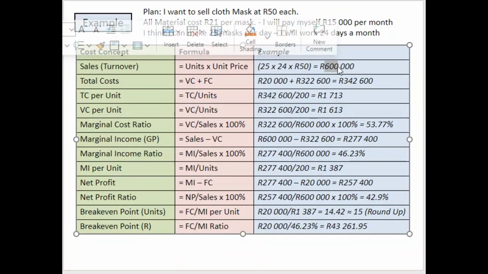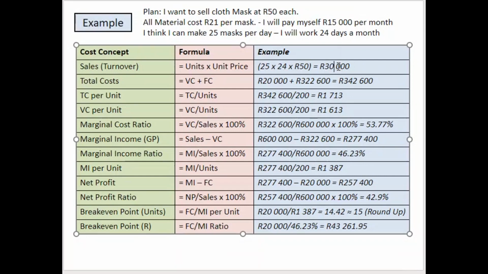That is my turnover for the period. Now I'm looking at my total cost. My total cost is my variable cost plus my fixed cost. In this case, I know that my fixed cost is 30,000 because that's what I said. I want to pay myself 30,000. So now I must calculate my variable cost.